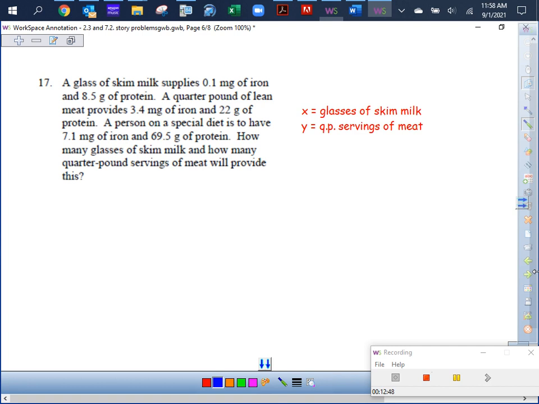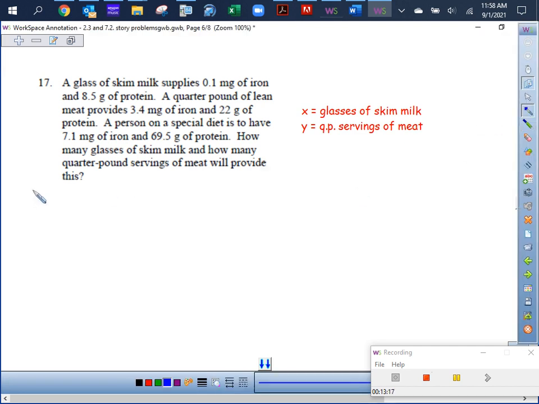So in that story, there were 4 major players. There was milk, there was meat, and there were 2 other concepts. What else was in there besides milk and meat? Protein and iron. How did I know to use these 2 as my variables, though? Because that's what the question asked me. They asked me about milk. They asked me about meat. What that means about the other 2, the protein and the iron, is we probably need a protein equation, and we probably need an iron equation.